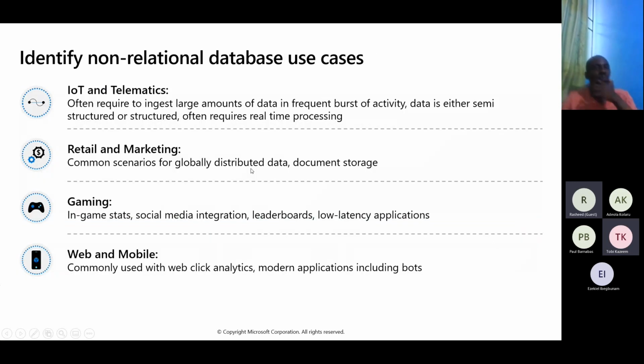Nice. So now, use cases. When it comes to non-relational databases, use cases. We talk about IoT, which can also collect relational data, but now IoT can also collect non-relational data. It may also require ingesting a large amount of data in frequent bursts of activity. Data can be semi-structured. For example, live streaming, where you are streaming something live, is actually like non-relational data.